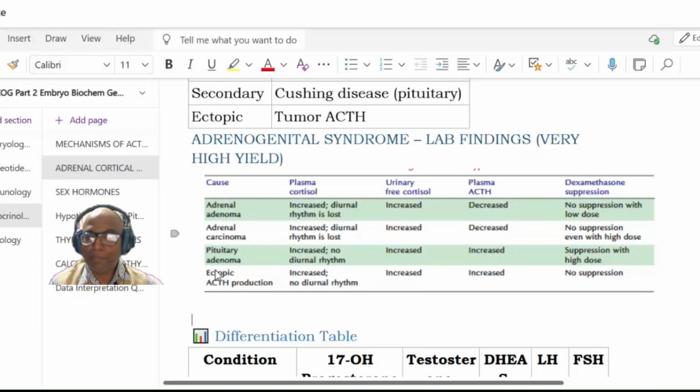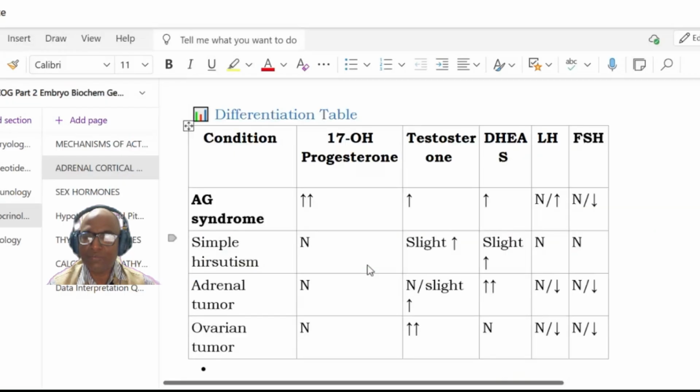Now, what will be the response in cases of pituitary adenoma? There will be suppression with high dose. Pituitary adenoma will be suppressed, cortisol will be suppressed at a higher dose. Then ectopic ACTH production, there is no suppression. That is the role of the dexamethasone suppression test. So the first use is to detect whether it is an adrenal fault or what that fault is. Second is to locate it. You carry out the higher dose dexamethasone suppression test.